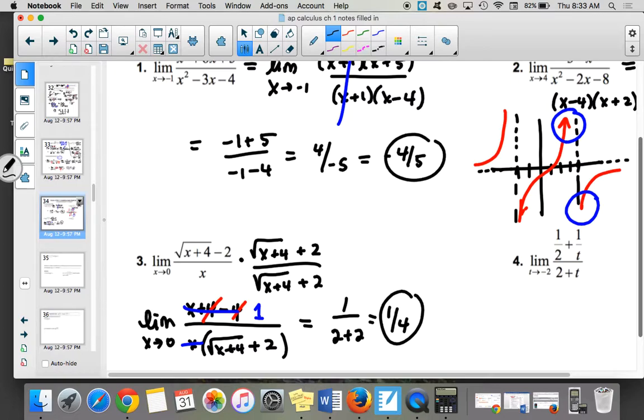All right, and then the last one, you should get common denominators. So you should multiply by t over t, 2 over 2. So we get limit as t goes to -2, and we have t plus 2.